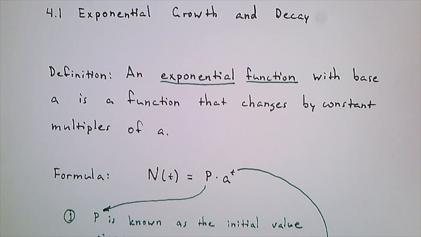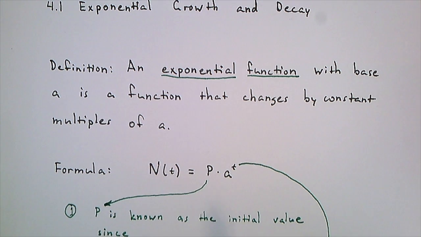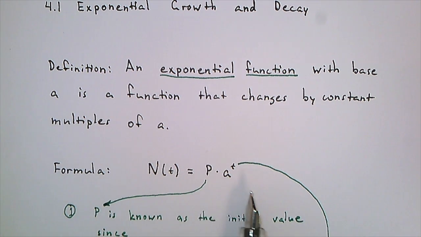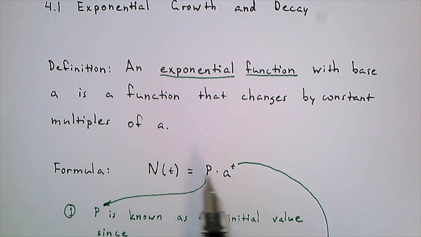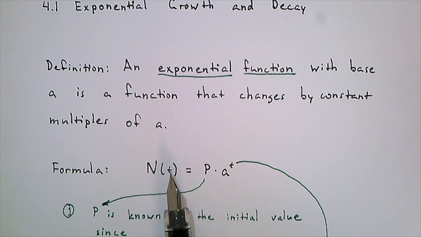Here's what a formula for an exponential function with base a looks like. So we have some number p times a to the exponent t, and in this function t is our variable. We've chosen t because in most of the examples t is going to be time. Our variable will be time.